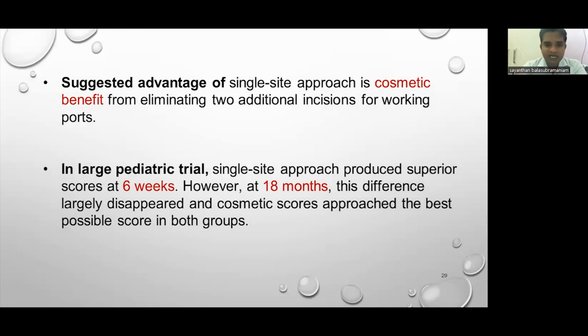But cosmetically, at 6 weeks with single port, you will see only a scar in the umbilical region, but with three ports, you will see another two tiny scars in other regions. But after 18 months, almost all the scars will disappear. So after that, cosmetically, all are the same. Nothing much different.